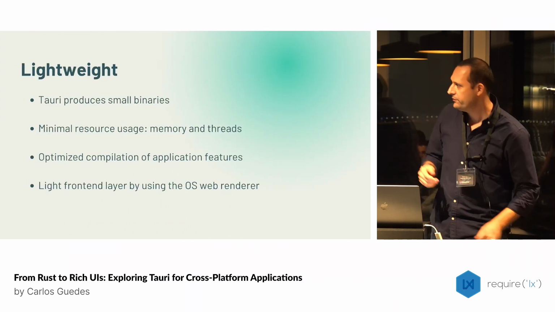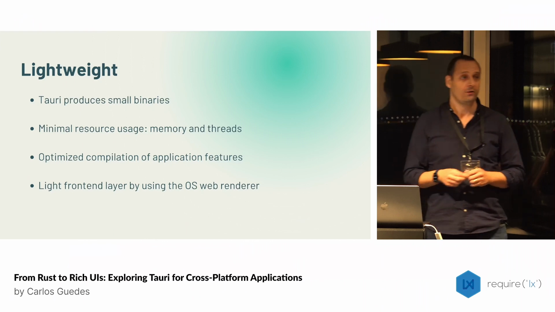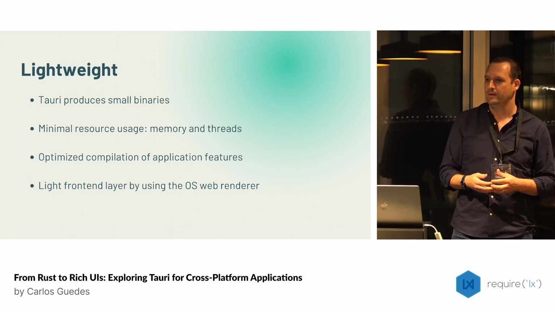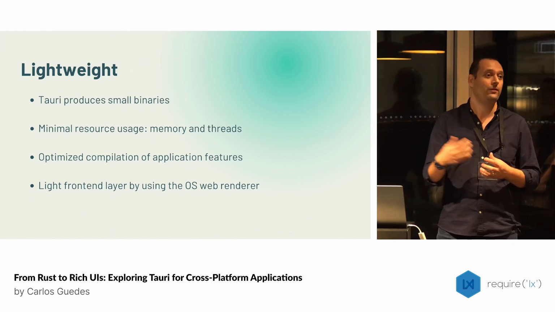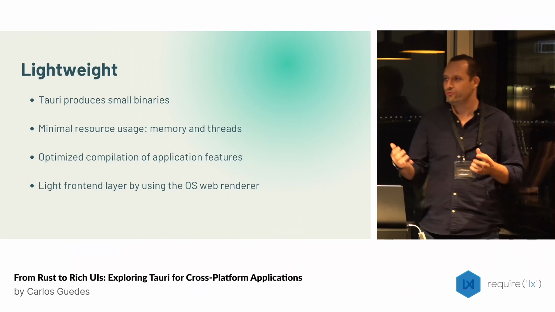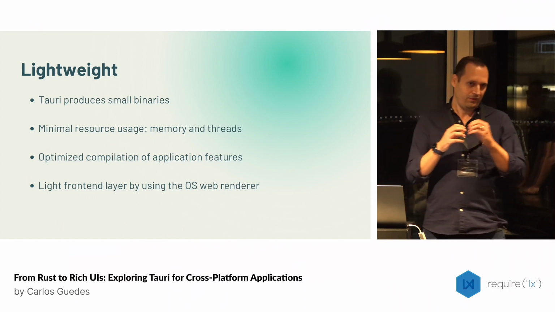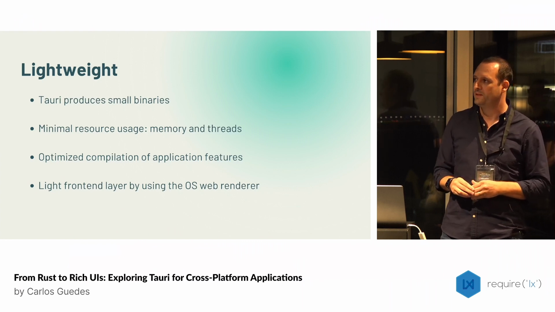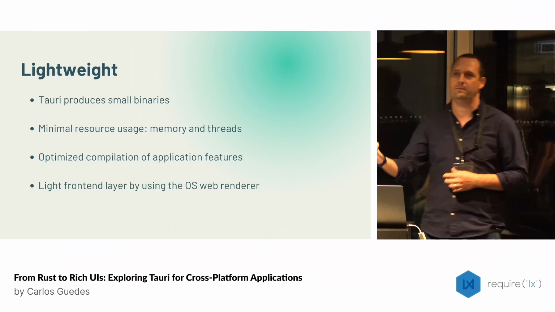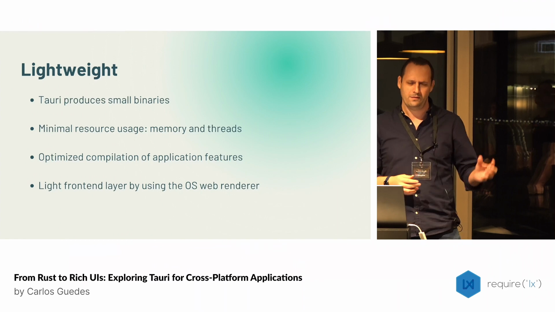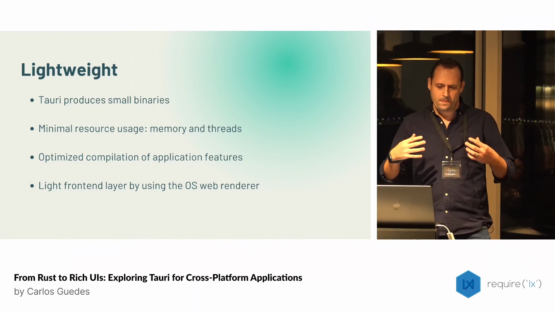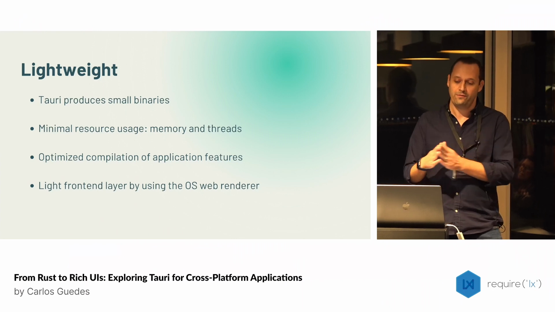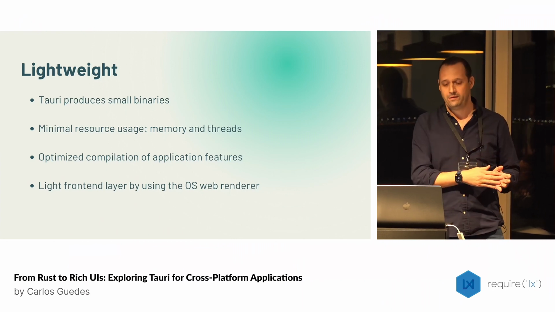The third characteristic is being lightweight. Being lightweight is very important for an app. Even for the web, we know we are always trying to shrink and minimize, to ensure that images have the right threshold between accuracy and size. And Tauri makes a huge effort on producing very small binaries.